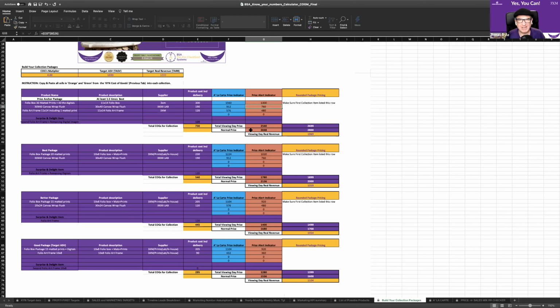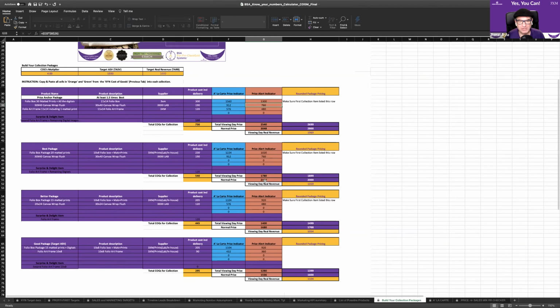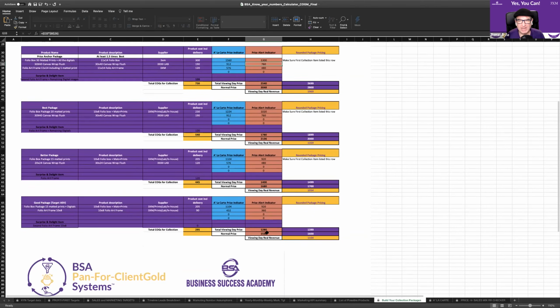I'm not a great lover of it. I think it's a bit hard sell for me, but I have it in the calculator because there are clients of ours who do that. So I had to build a calculator that does account for it. But here's the important bit. See the purple? These are the bits you get to change. So these are indicators. They're price alert indicators that you don't want to price the package at any less than this, or the collection, or any less than this, or any less than this, or any less than this.